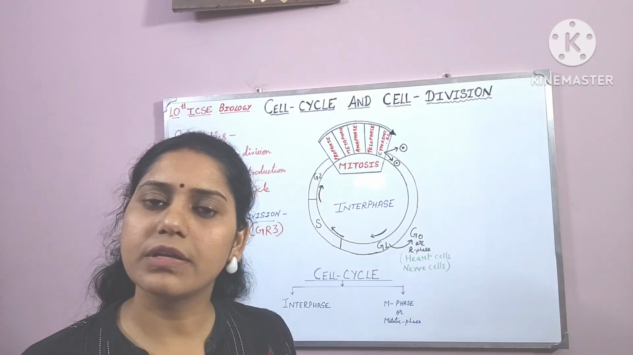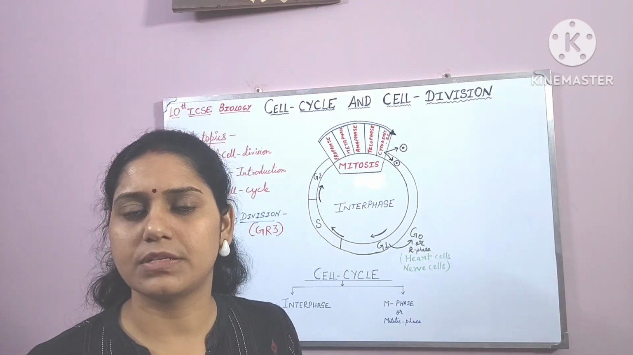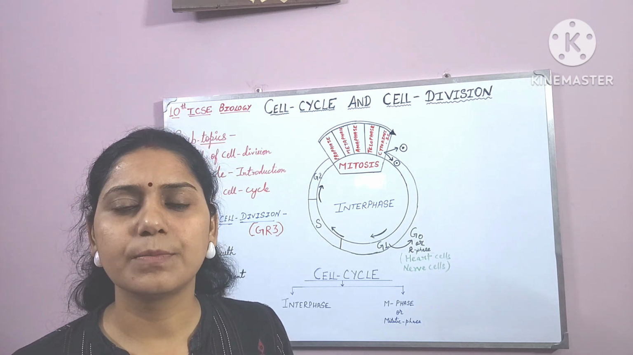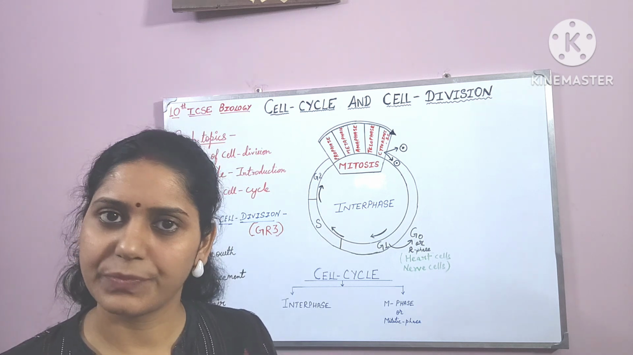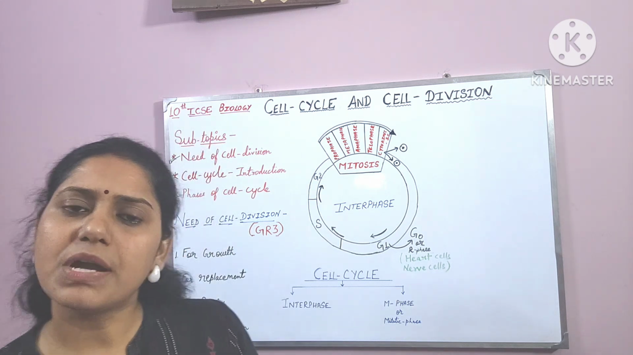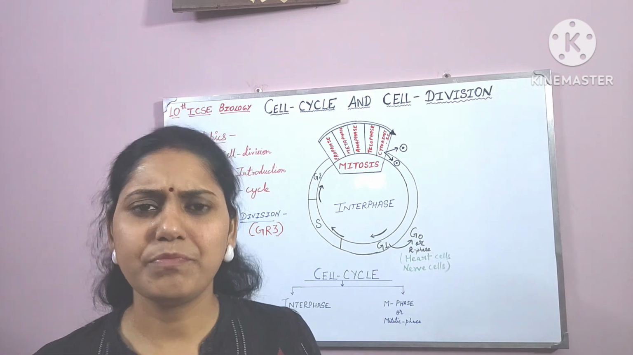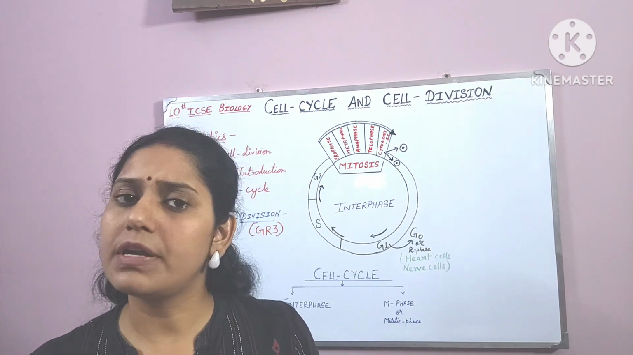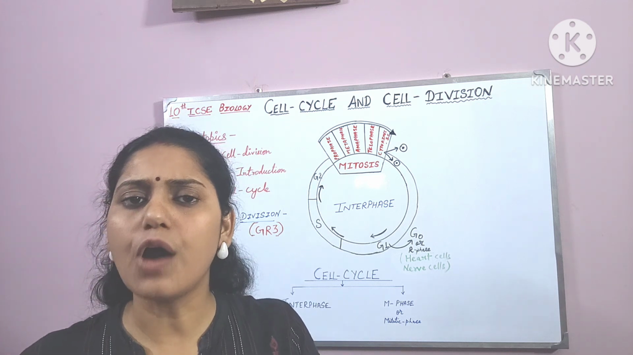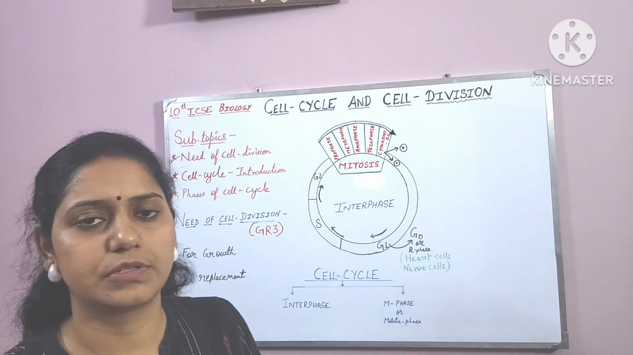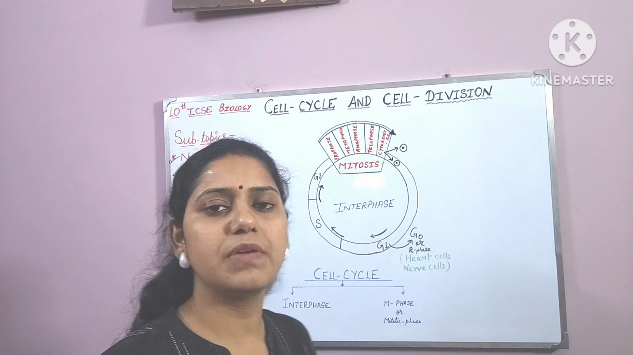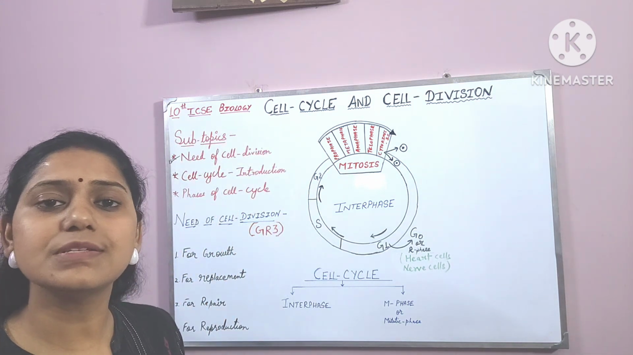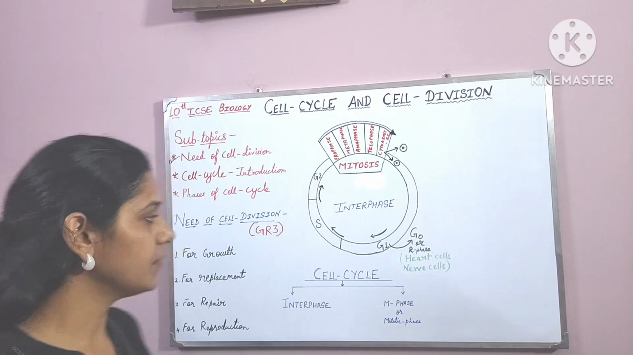And in the organisms where many cells are present, more than one cell is there, those organisms are known as multicellular organisms, right? Now, in multicellular organisms, many cells will be there, and those cells will perform different functions. So, how are these many cells formed? These many cells will be formed from one single cell. How? By the process of cell division.